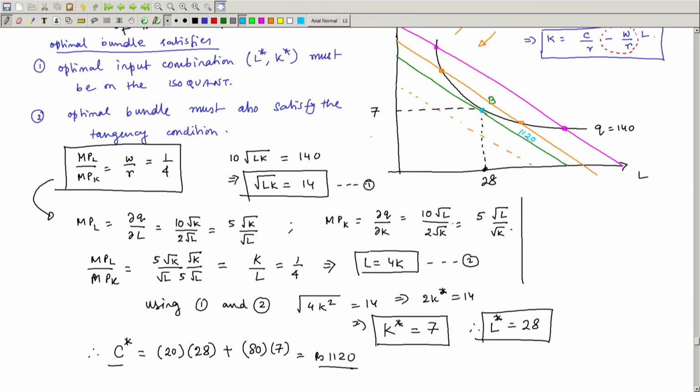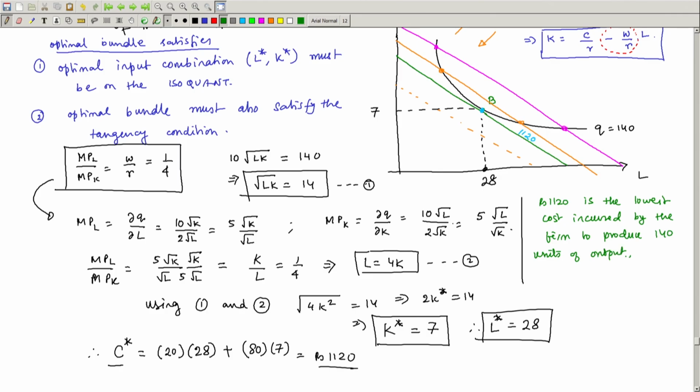This is an important point, so I want to make a note of this: that rupees 1120 is the lowest cost incurred by the firm to produce 140 units of output.